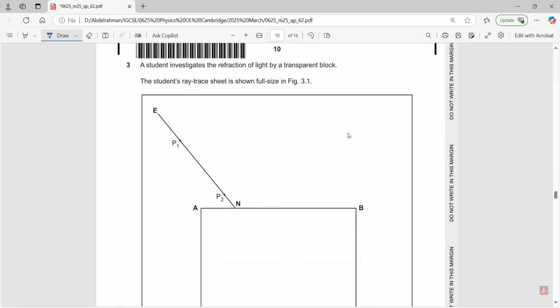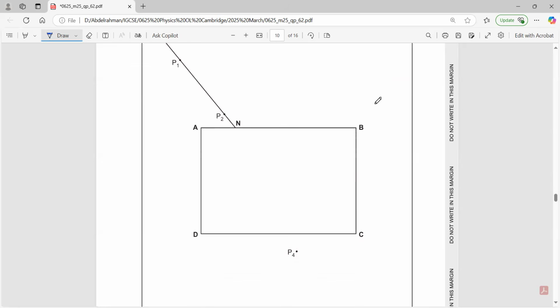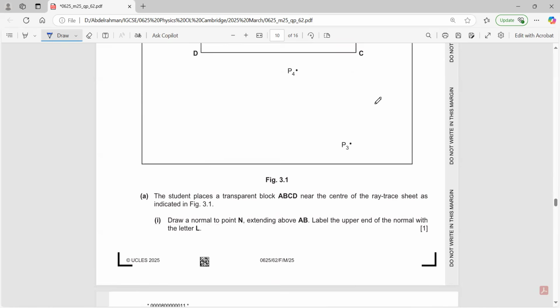Question 3. A student investigates the refraction of light by a transparent block. The student's ray trace sheet is shown full size in figure 3.1. This is a full size diagram. The student places the transparent block ABCD nearest the center. Draw a normal at point N, extending above AB. Label the upper point of the normal with the letter L.